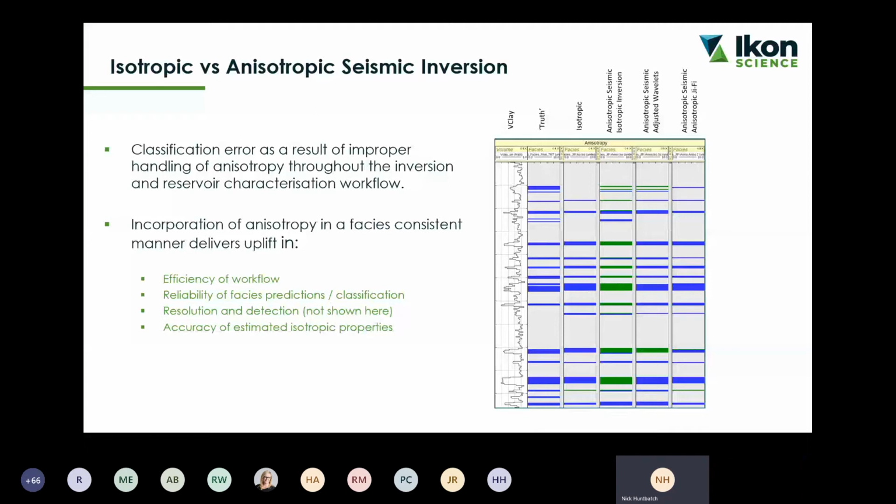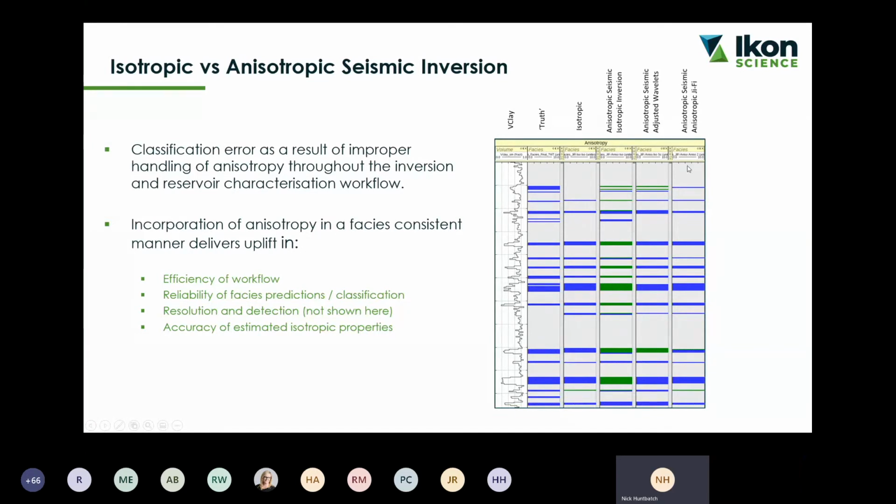So what we've got here is an example, again, another little toy model. You've got your truth facies here from the log data. This is your isotropic inversion. So it's essentially saying what you can invert from that data, how close you can get to the truth.